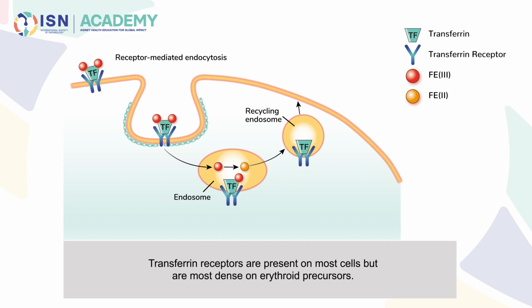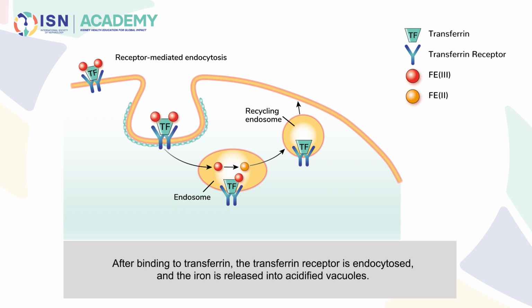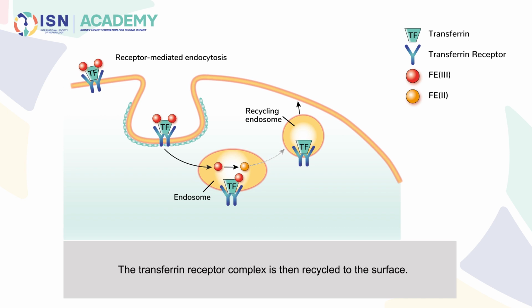Transferrin receptors are present on most cells, but are most dense on the erythroid precursors. After binding to transferrin, the transferrin receptor is endocytosed, and the iron is released into acidified vacuoles. The transferrin receptor complex is then recycled to the surface.